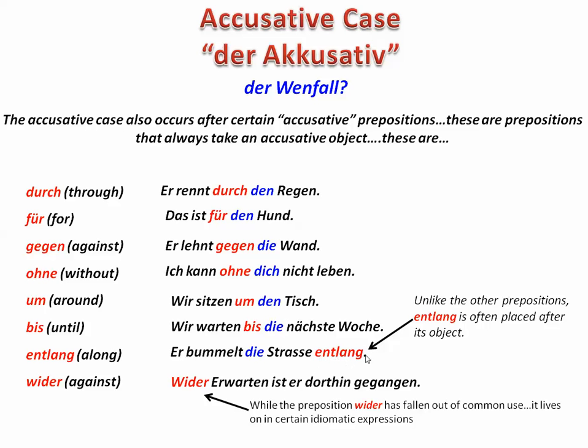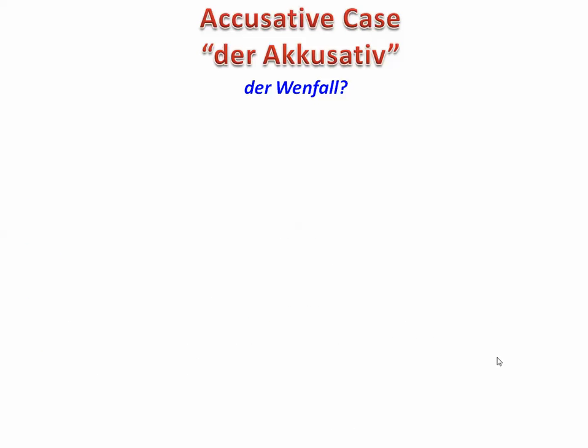Er bummelt die Straße entlang. And one thing about entlang is it often occurs after its object, unlike all of these, which you can see I've highlighted in blue, which occur before the object. Entlang can come after the object. And then wieder is no longer in common use in Germany, but it still lives on in certain idiomatic expressions, and that's why I've included it here.